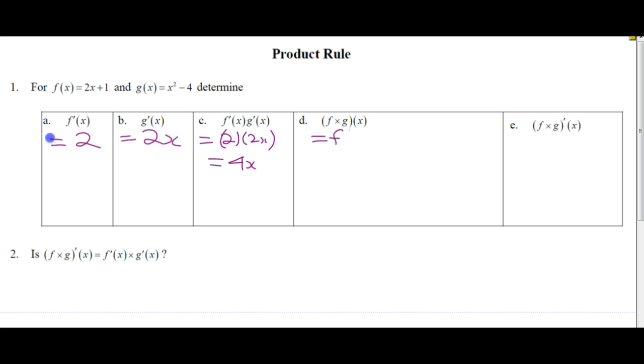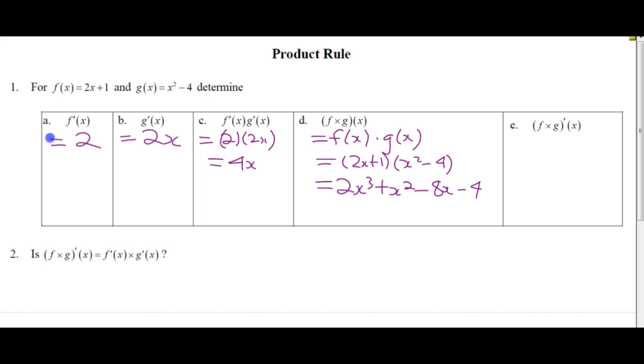Yeah, so notation, this stuff you did last semester or last year, right? So f times g of x means we take f of x times g of x, which is 2x plus 1 times x squared minus 4. So in decreasing order of degree, what are we going to get? 2x cubed and a 1x squared and a minus 8x and a minus 4. Right?